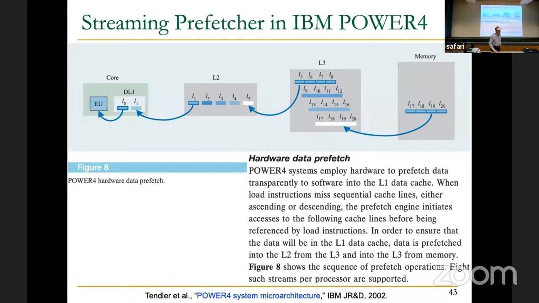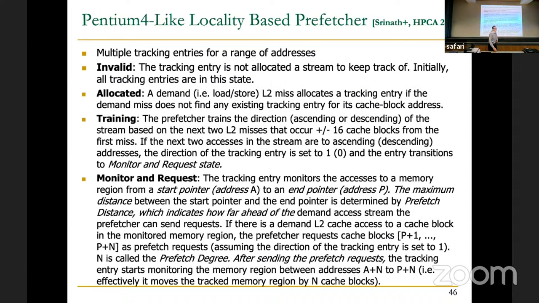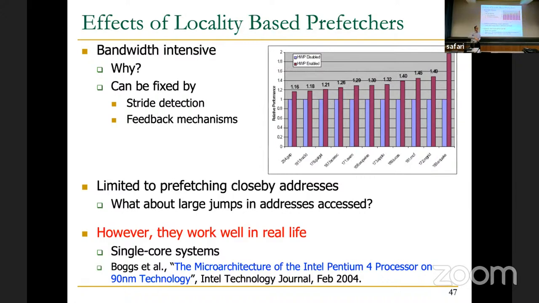Exactly. So that also exists in processors. If all of your stream detectors are full and you get some other address that doesn't belong to anyone, usually you can do LRU, least recently used. That's reasonable. But again, you may be wrong.